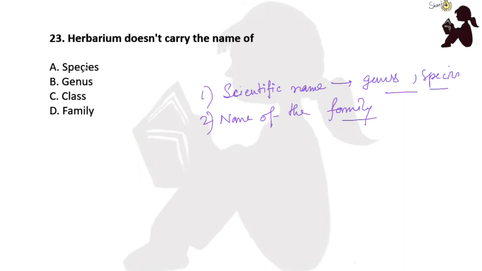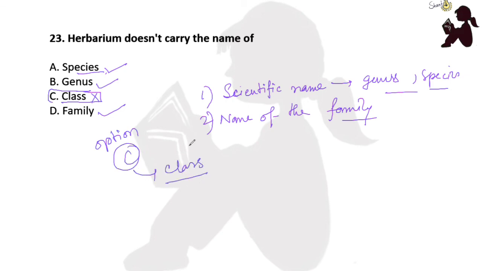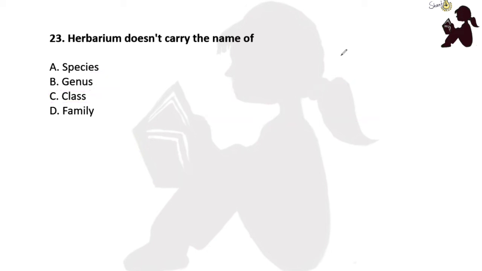So here option A is species. This is contained in the herbarium sheet. Then genus. Genus is also present. Then class. Class is not present, and family is also present. So as they asked, which is not present in the herbarium sheet, here the correct answer will be option C, which is the class. Okay. Then move forward to the next question.